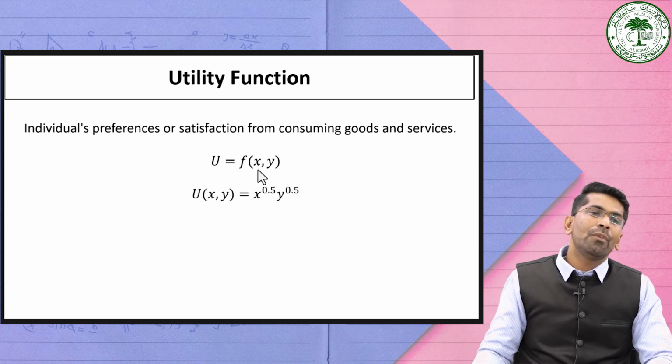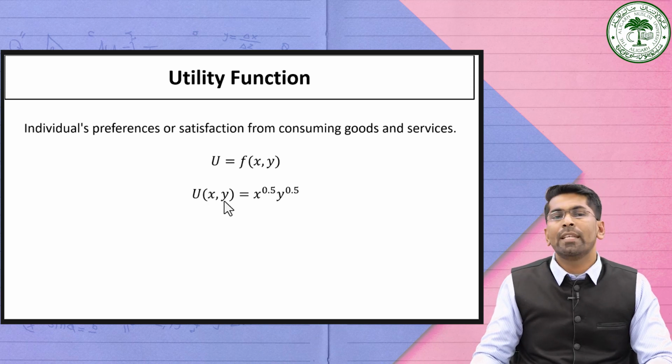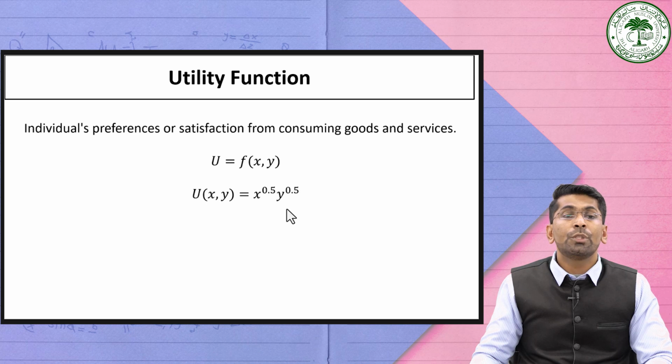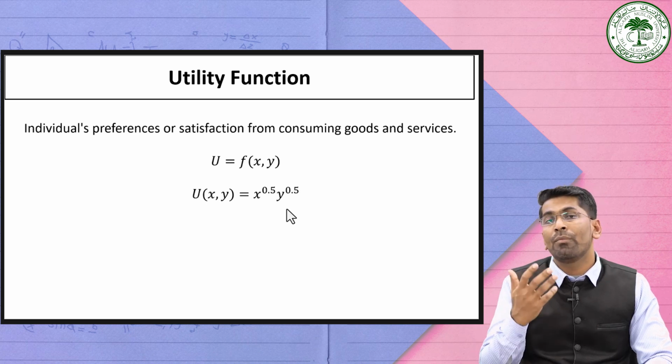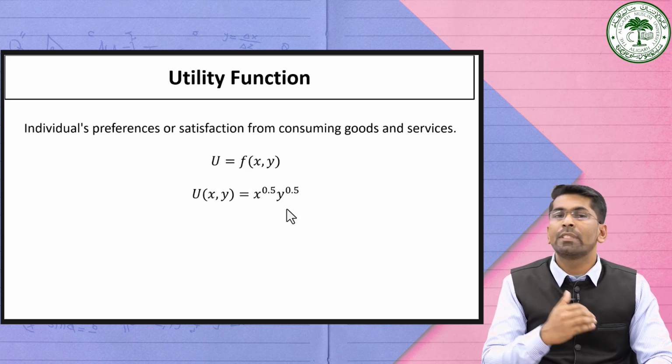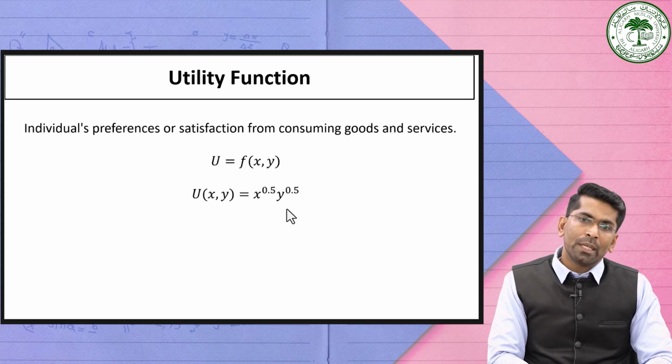Consider another simple utility function, which is also a function of two commodities, X and Y: U = X^0.5 Y^0.5. In this example, the utility derived from the consumption of commodity X and commodity Y is proportional to the square root of the quantities of each commodity. So in general, a utility function shows the satisfaction from consumption, that is, how much utility a particular consumer is actually getting from the consumption of goods and services. So this is the utility function.